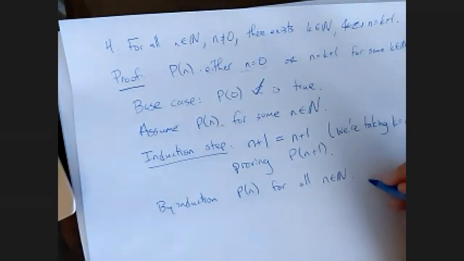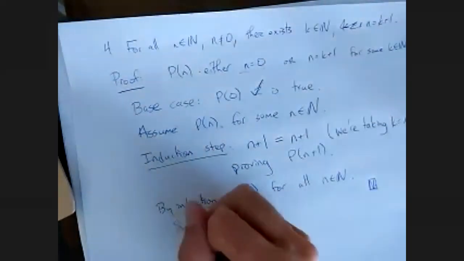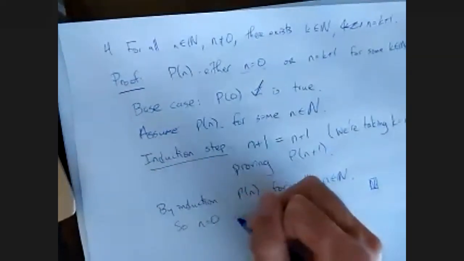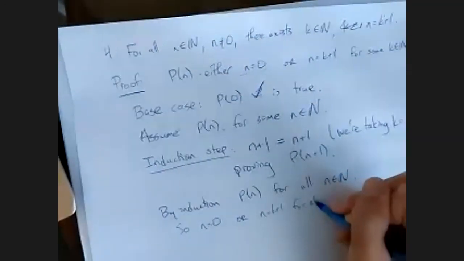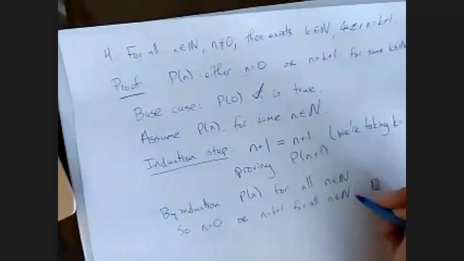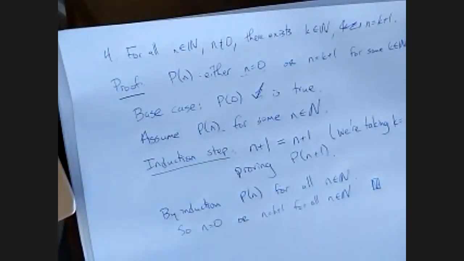Okay, and oh yeah, I guess we should rewrite that. So n equals 0 or n equals k plus 1 for all n. Well, there are some missing quantifiers there. Or there exists k such that n equals k plus 1 is really what I should write there. Okay.